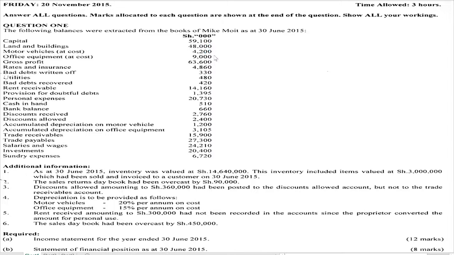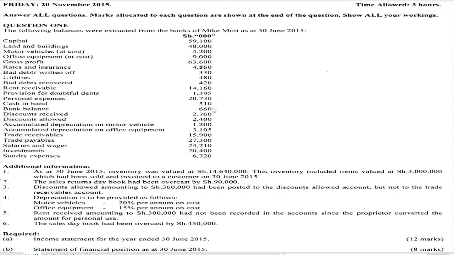We also have office equipment 4,200, and then 9,000 office equipment. We also have gross profit of 63,600, rates and insurance of 4,860. We also have bad debt written off of 330, utility 480, bad debts recovered of 420. We also have rent receivable of 14,160, provision for doubtful debt 1,395, personal expense of 20,730.